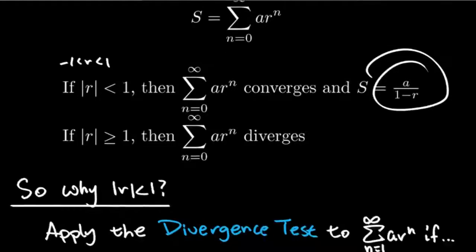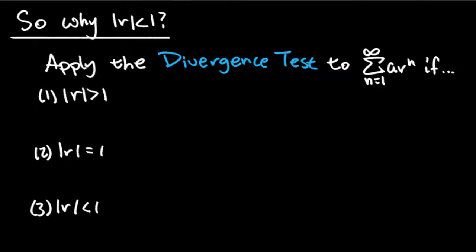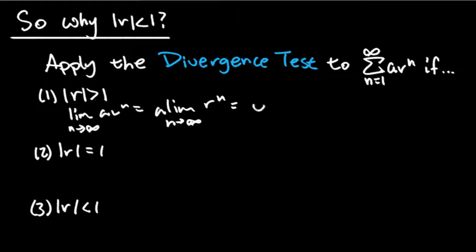So scrolling down. Okay, so if r is greater than 1, let's apply the divergence test. The limit as n approaches infinity of ar to the n is just going to be a times the limit as n approaches infinity of something greater than 1 to the n. If you raise a number bigger than 1 to the n power, that's just going to get bigger and bigger and bigger as n approaches infinity. So it's going to be infinite, therefore by the divergence test, the series diverges.